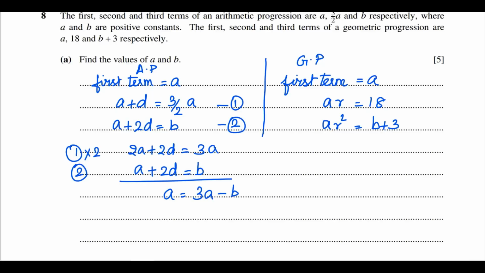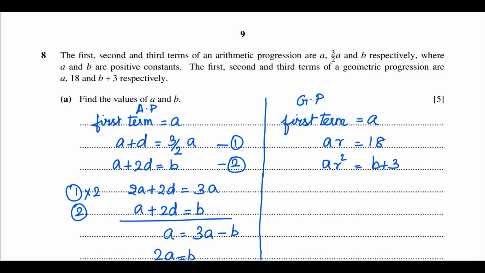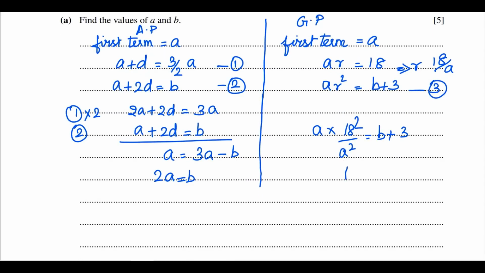So this gives 2a is equal to b. From here, find out the r value. It gives r equal to 18 over a. So substitute in equation 3. So you will get a multiplied by 18 squared over a squared equal to b plus 3. So 18 squared equal to a multiplied by b plus 3.